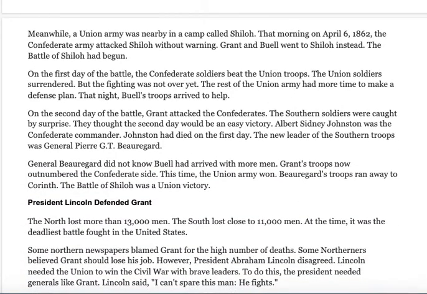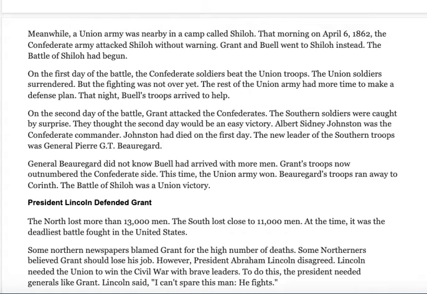Meanwhile, a Union army was nearby in a camp called Shiloh. That morning on April 6, 1862, the Confederate Army attacked Shiloh without warning. Grant and Buell went to Shiloh instead. The Battle of Shiloh had begun. On the first day of the battle, the Confederate soldiers beat the Union troops. The Union soldiers surrendered, but the fighting was not over yet. The rest of the Union Army had more time to make a defense plan. That night, Buell's troops arrived to help.